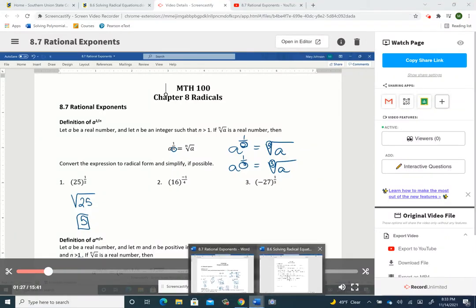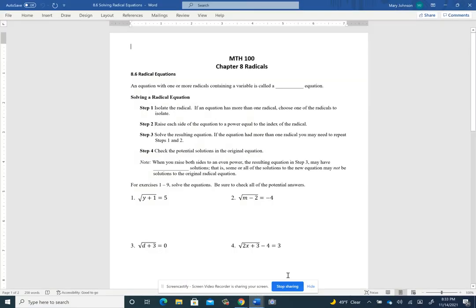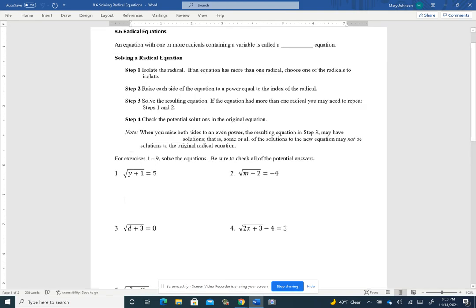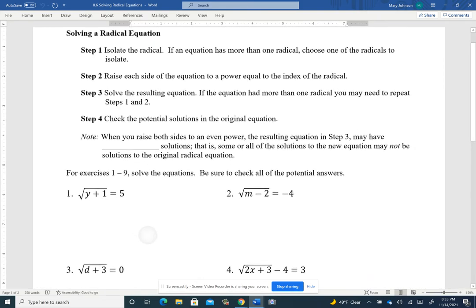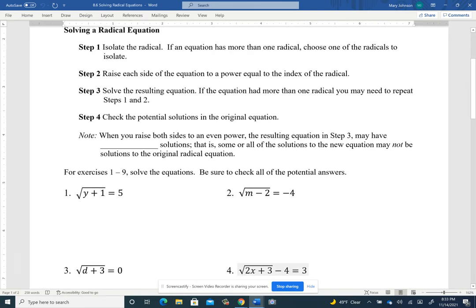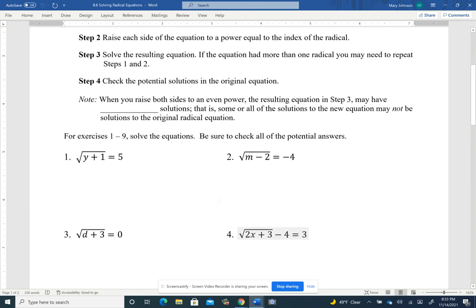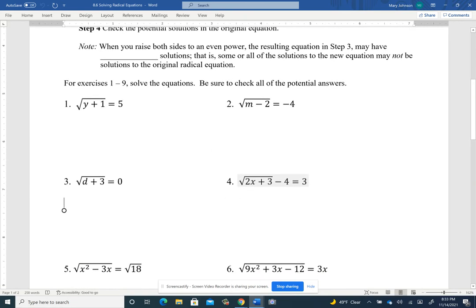Okay, we're going to take a look at selected problems off of the 8.6 radical equation guided notes. All right, so with 8.6, this is very different from the previous 5 sections. In this section, we're actually looking at equations that involve radicals. We'll have done some of this in class, so I'm just going through and doing selected problems with you here.